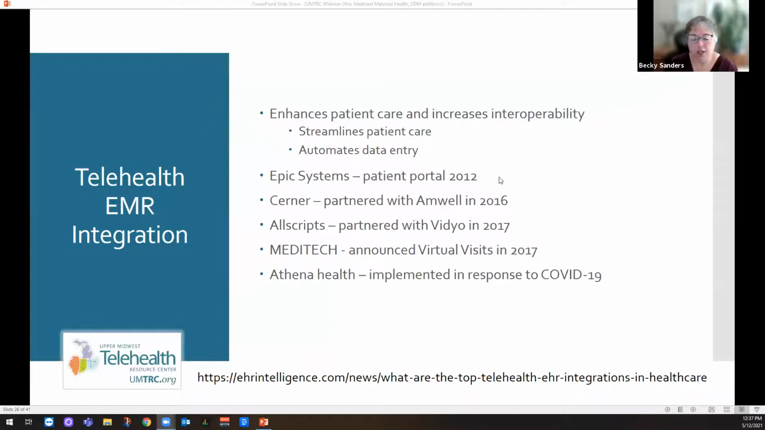I mentioned EMR integration. I mentioned Epic earlier with their MyChart. Epic was the first EMR or EHR to adopt a patient portal back in 2012. Cerner also has interoperability for video conferencing. They partnered with Amwell in 2016. Allscripts partnered with Video in 2017. Meditech announced virtual visits in 2017, and then Athenahealth had implemented video conferencing within their EMR in response to COVID. And this came off of this particular news article.